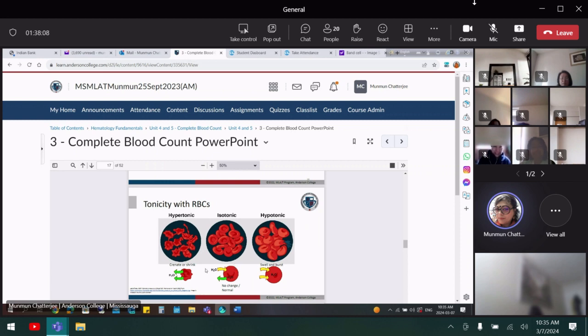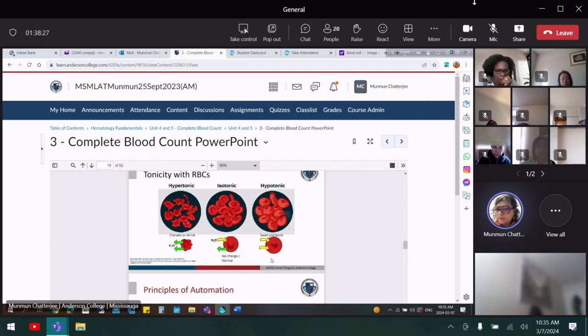So this is the thing you can see. This should be hypotonic. So what is coming out from the cell? So it's going to crenate. When there is no change, equal is the isotonic, and this should be the hypertonic. Water is coming inside the cell, so it becomes swollen. And ultimately, if it is too much swelling, it's going to burst.